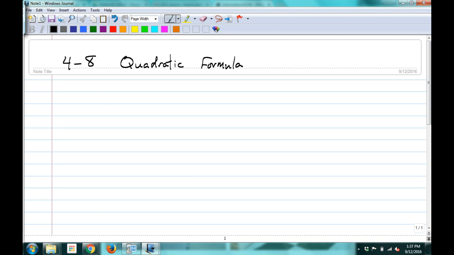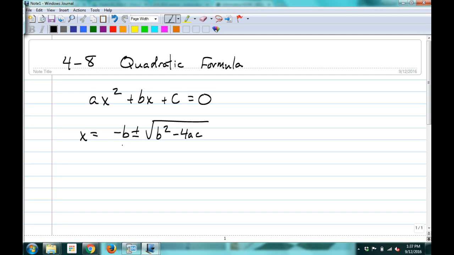Inside the quadratic formula, we're dealing with a quadratic equation in standard form. And you remember the quadratic formula? All of those a, b's, and c's are just the coefficients of the right pieces of the quadratic.